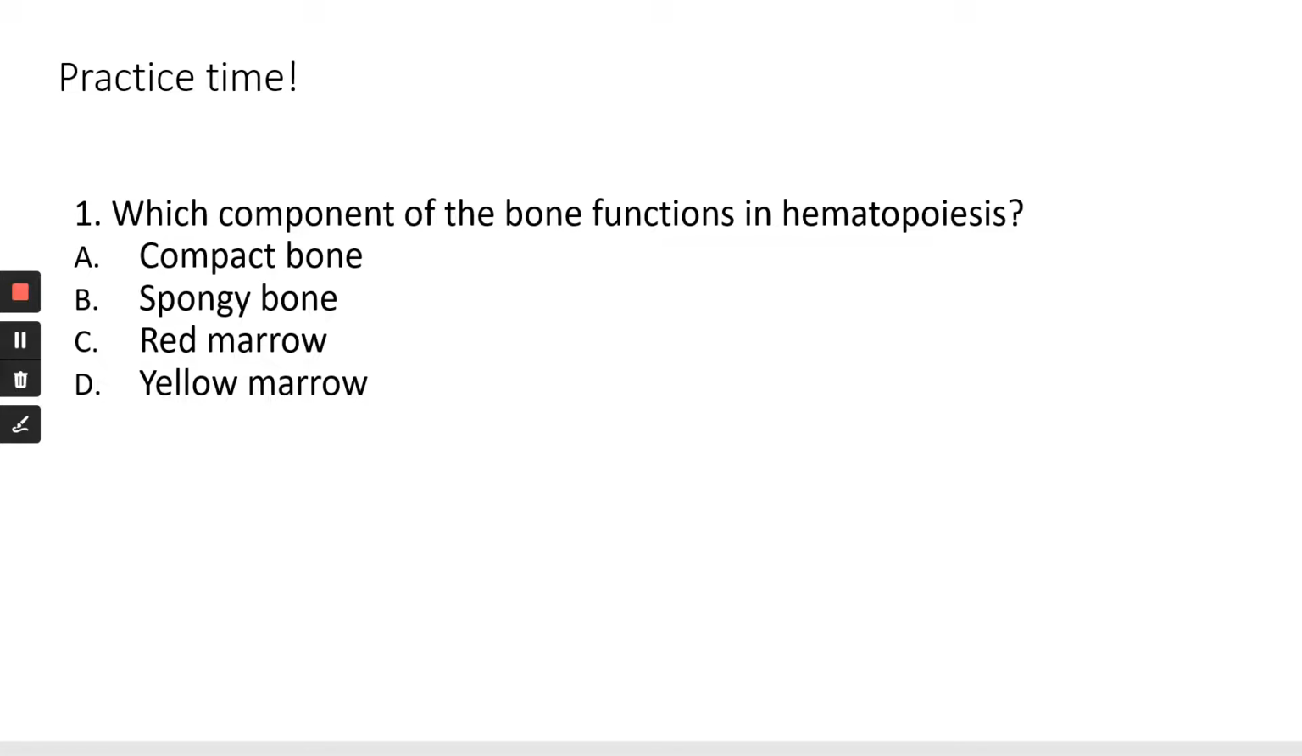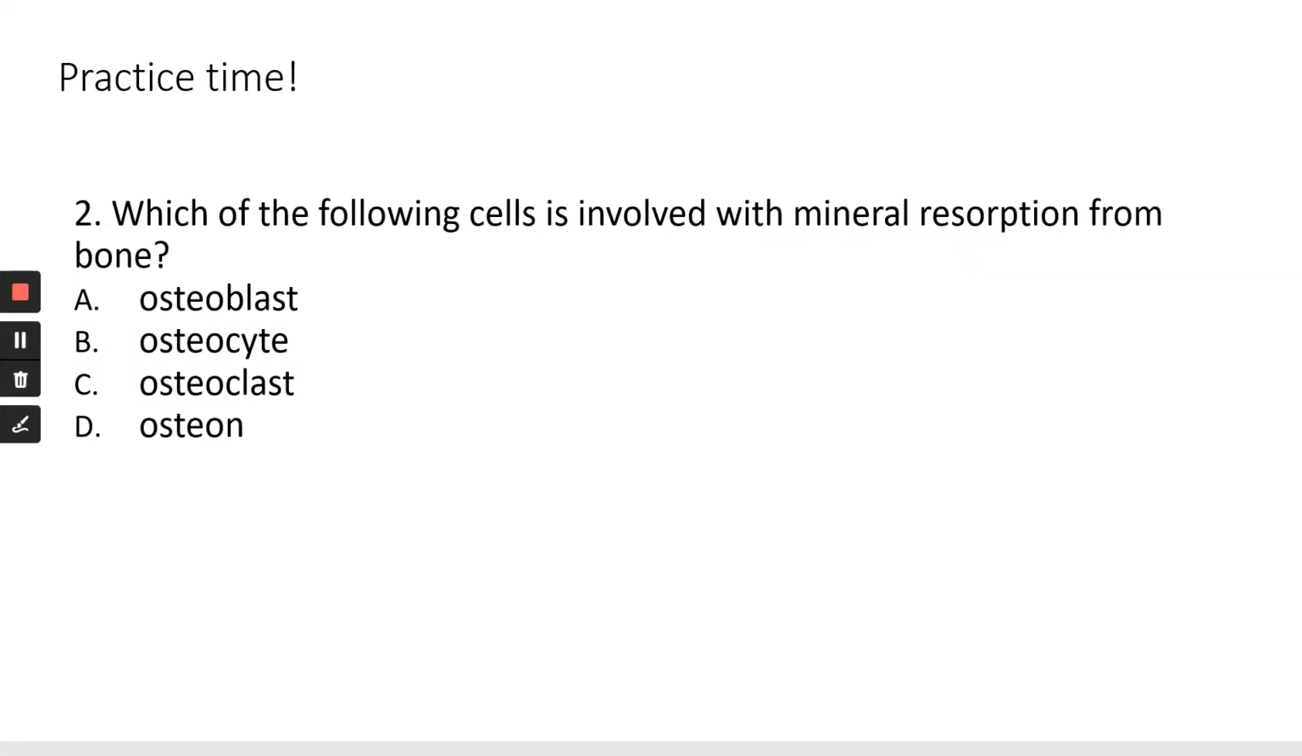Question 1. So hematopoiesis, remember this is blood production, right? So where is blood produced? Right, bone marrow, red marrow. This is easy because red is the same color as blood. Number 2. So which of the following cells is involved with mineral resorption? So resorption, you are breaking down bones, right? You're kind of resorbing all the minerals away from bone tissue. So this is going to be osteoclast, right? See, cleavage, remember? And that's basically the same as breakdown.